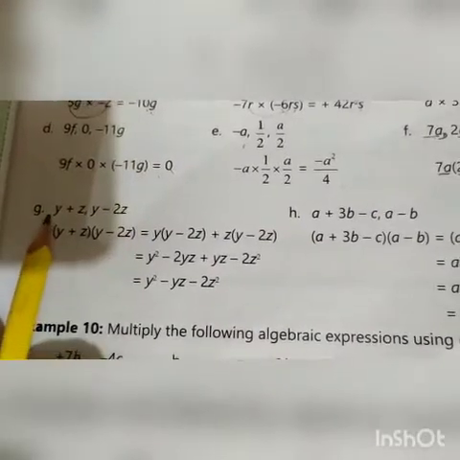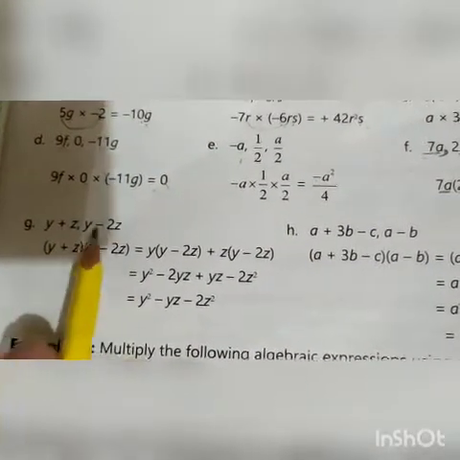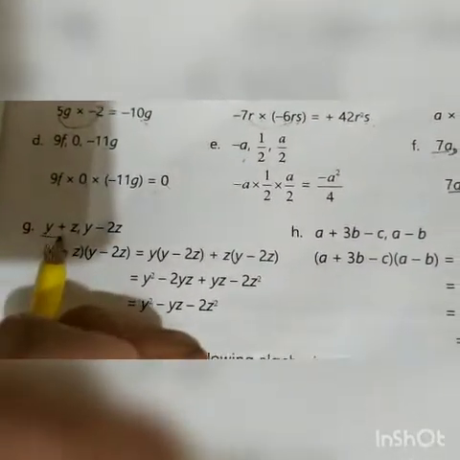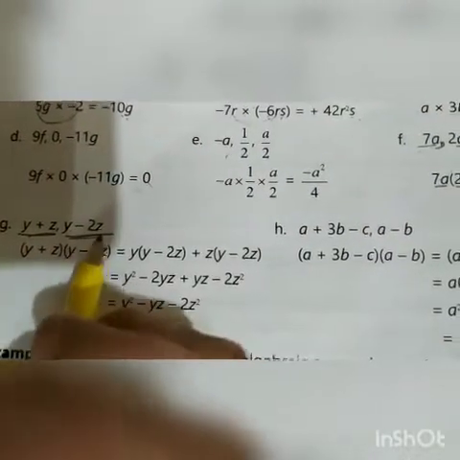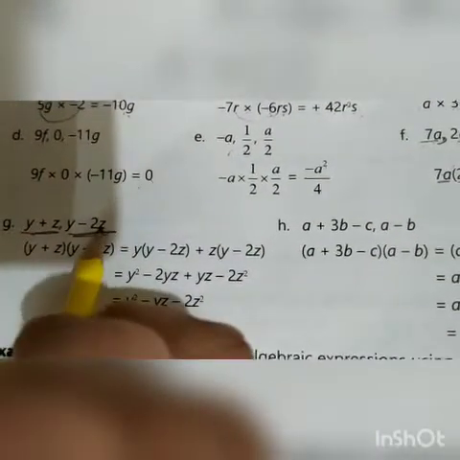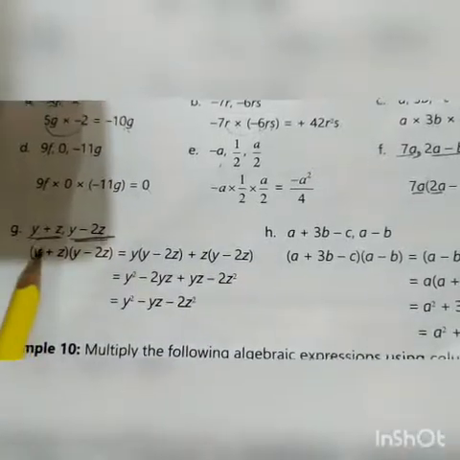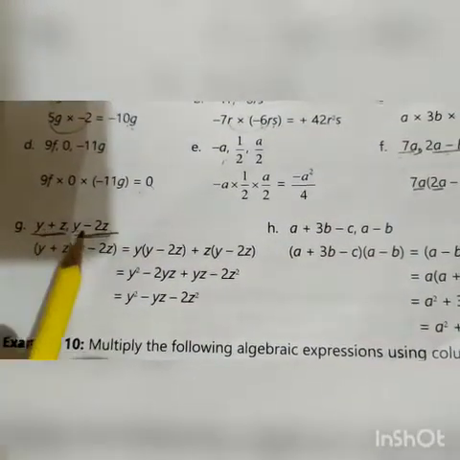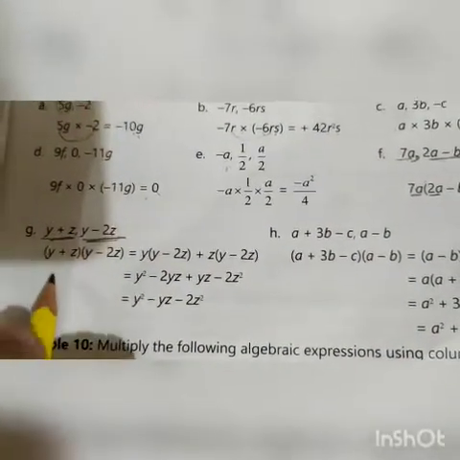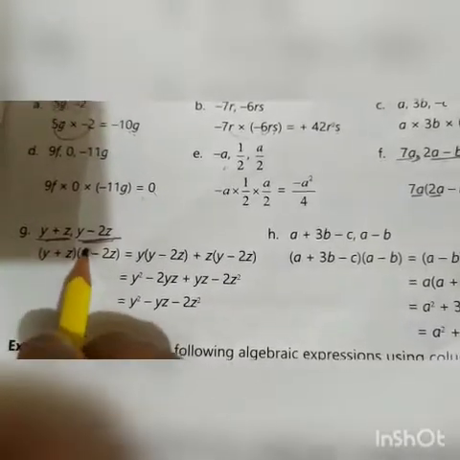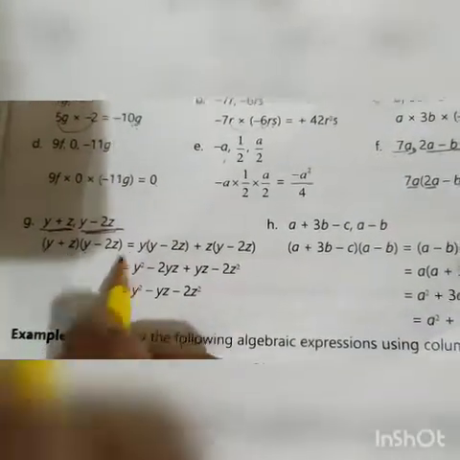Here we have to multiply y plus z by y minus 2z. These are two terms. First term is this one and second term is this one. Both the terms are binomial. It means we have to multiply a binomial by other binomial. So how do we do it? Y plus z multiplied by y minus 2z.